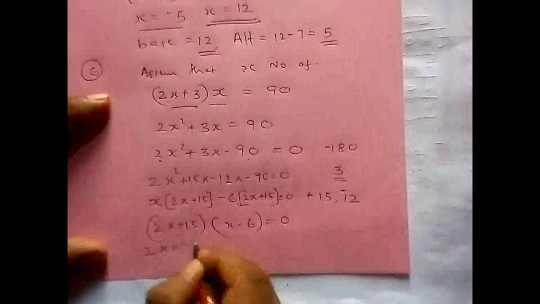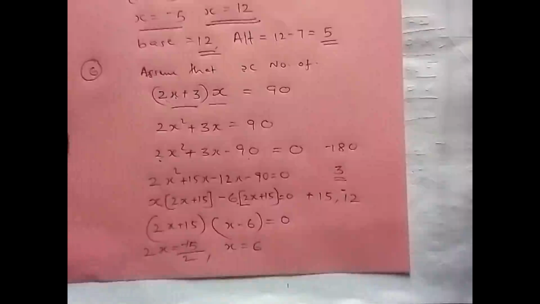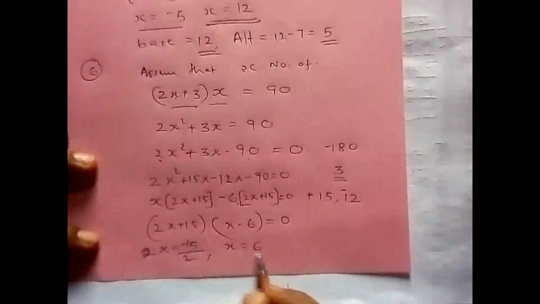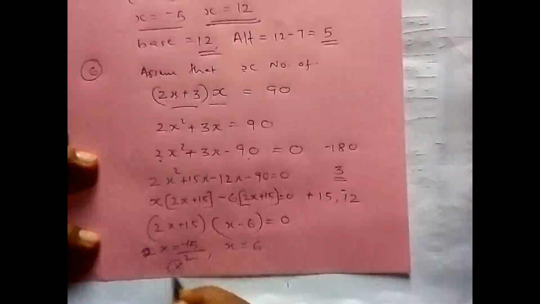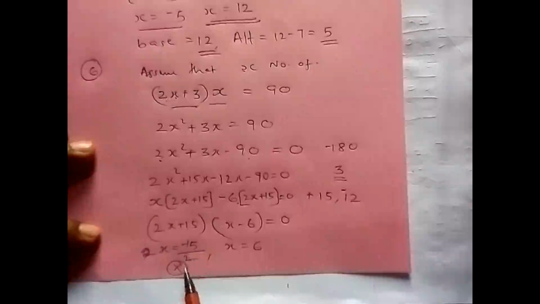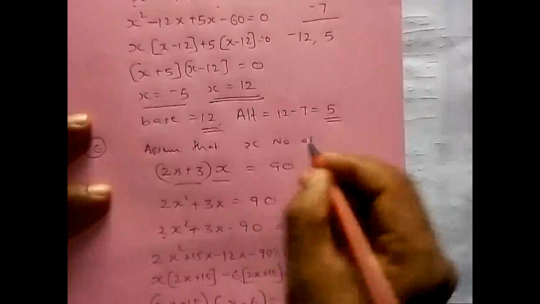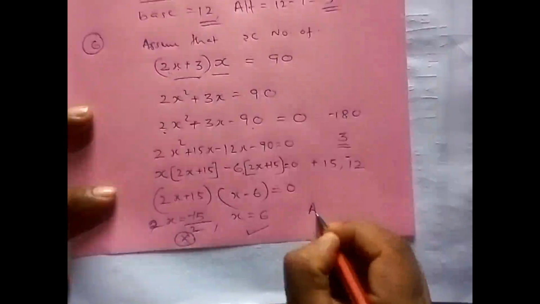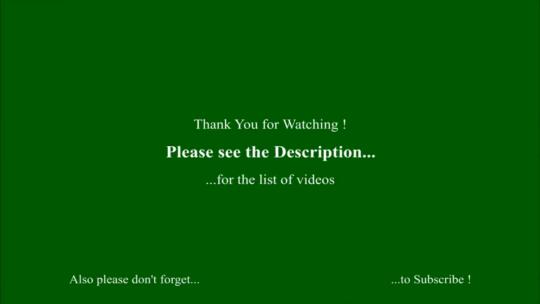So x is equal to minus 15 by 2, or x is equal to 6. But x is the number of articles produced on the day. This cannot be a negative number. So this is not possible, this is ruled out. So the value of x is equal to 6. So the total number of potteries produced on that day is 6. So the answer is 6.